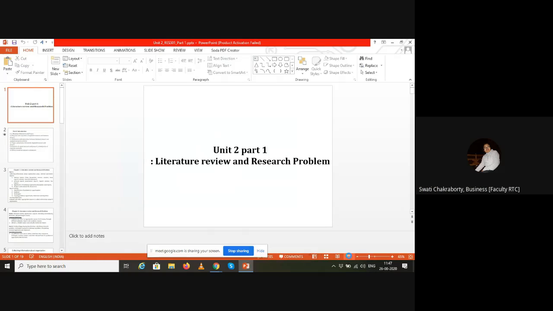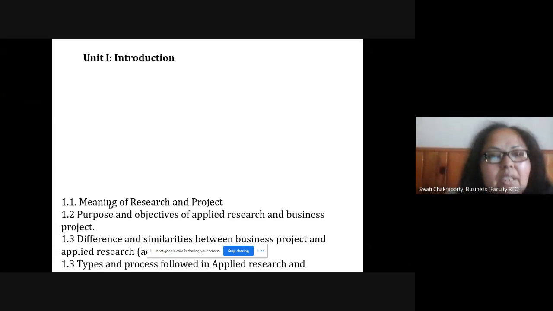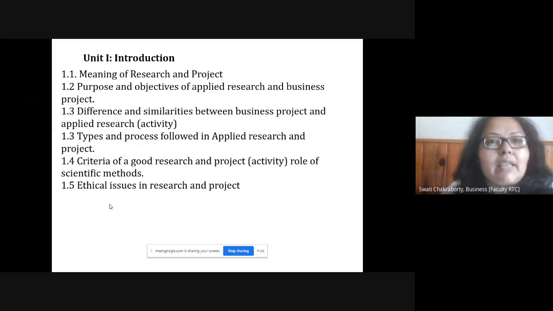Today we are going to start with Unit 2, the first part, which is literature review and the research problems that we have. Let me first tell you about the structure. The first part is like the entire thing we had in Unit 1.